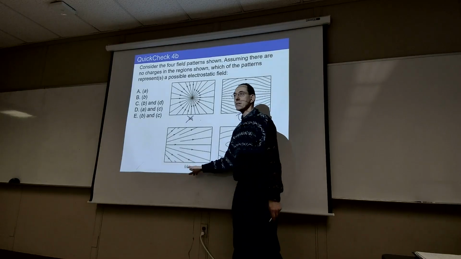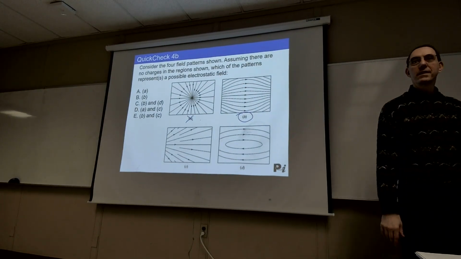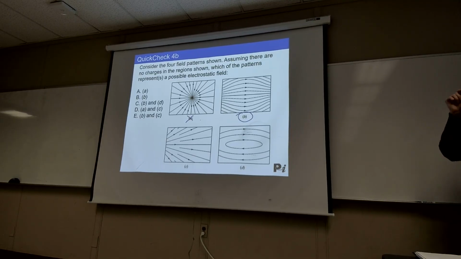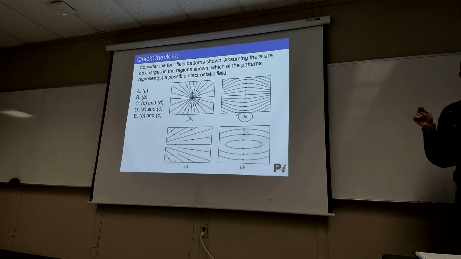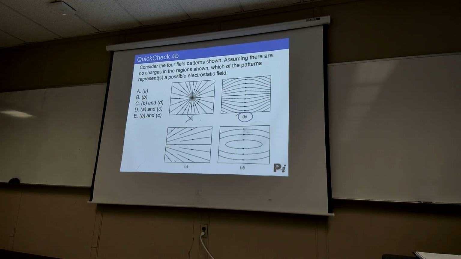Okay, what about C? Any problems? We've got lines starting in the middle of nowhere here. And again, no charge in the box, but we can't have lines starting from nothing, because there are no charges. So again, C is out.